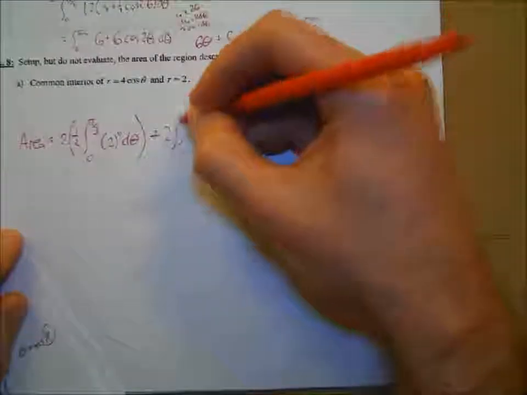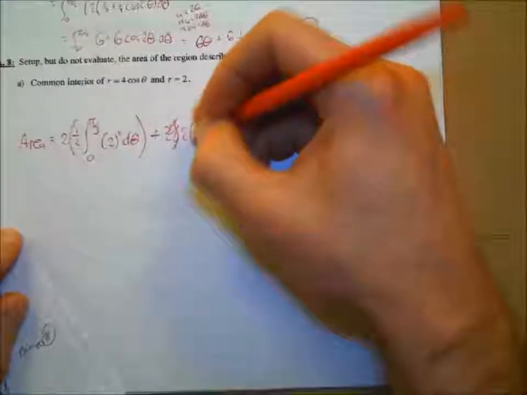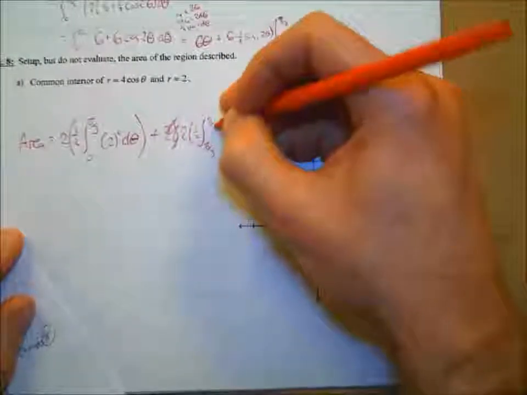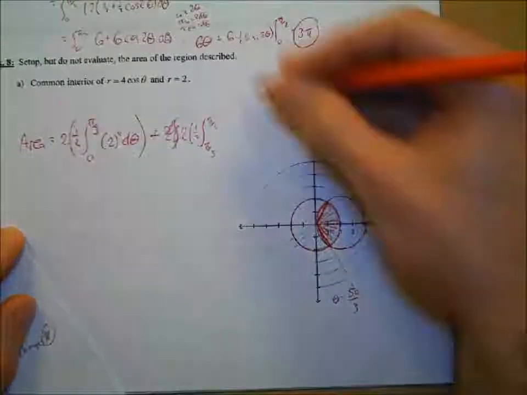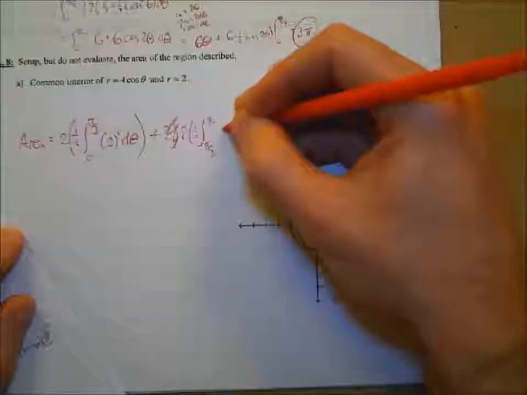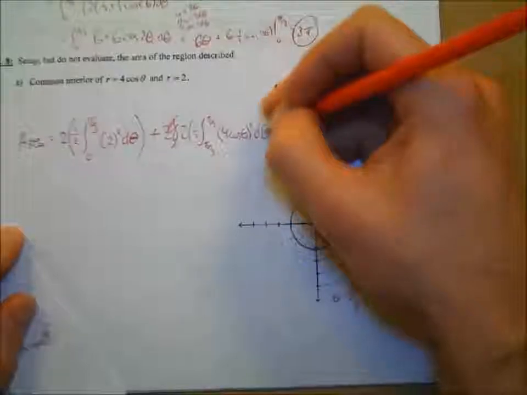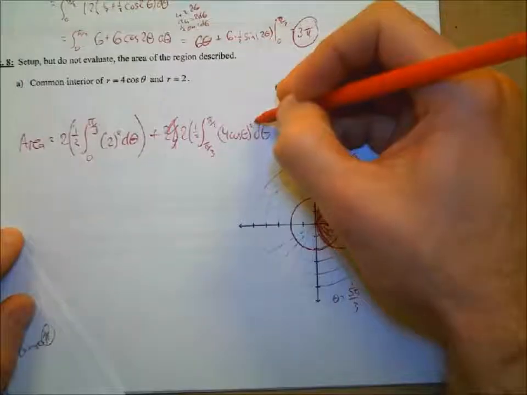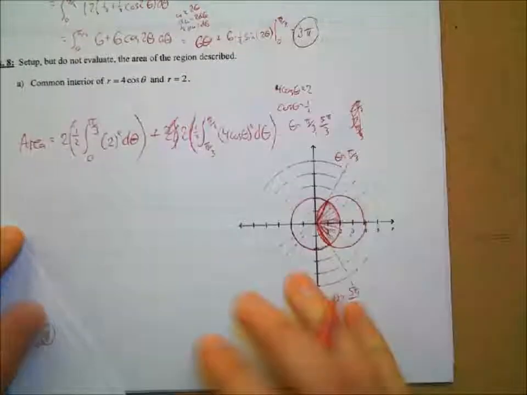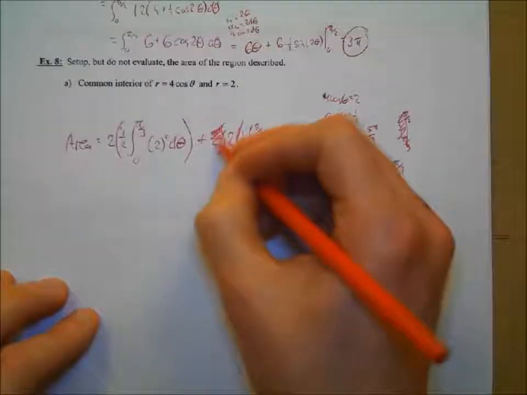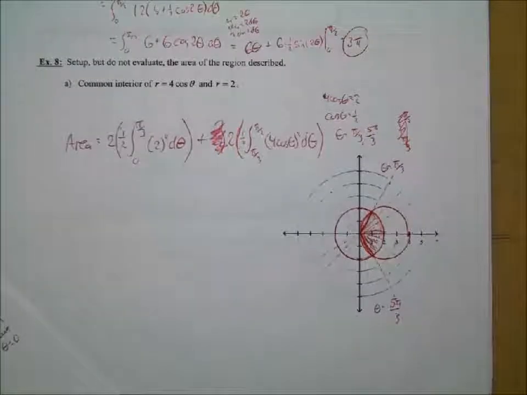Okay? So, 2 times 1/2 the integral from pi over 3 to pi over 2 of the 4 cosine theta squared. Okay? So like that. So there would be the integral right there. Sorry, that 2 shouldn't be right there. Like that. Okay, question, Kara?